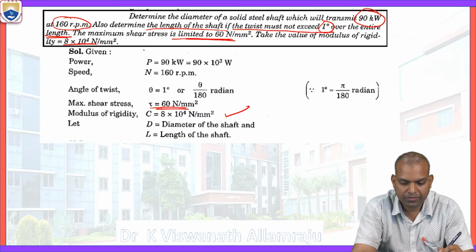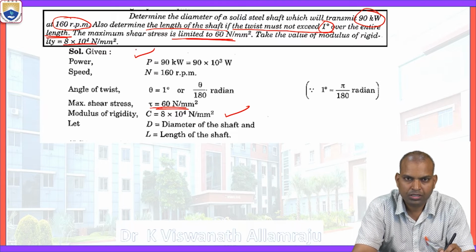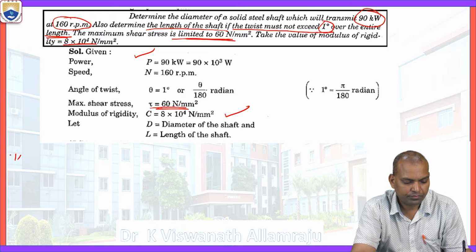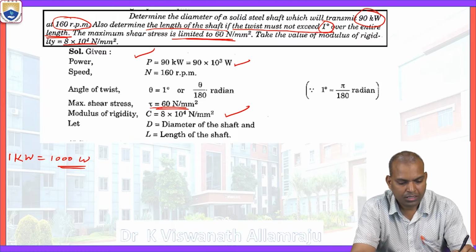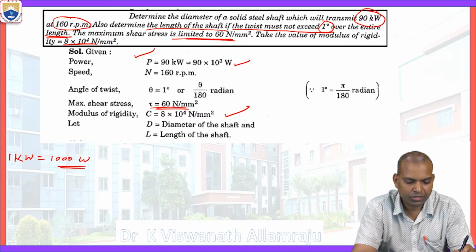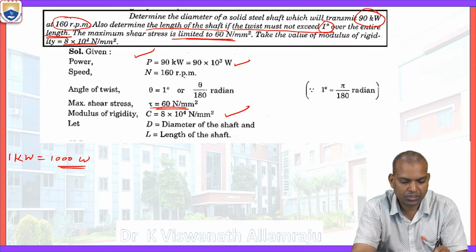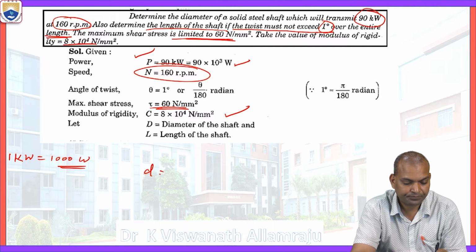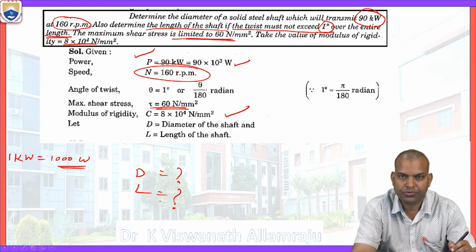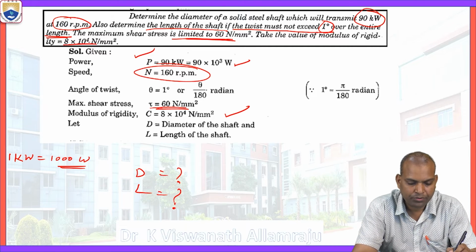First, the power transmitted is 90 kilowatts. 1 kilowatt equals 1000 watts, so that is 90,000 watts. The second is the speed, that is n equal to 160 rpm. Also, we need determination of the diameter D and the length L of the shaft. Here diameter is capital D, and L is the length of the shaft. These are the two objectives to be found.